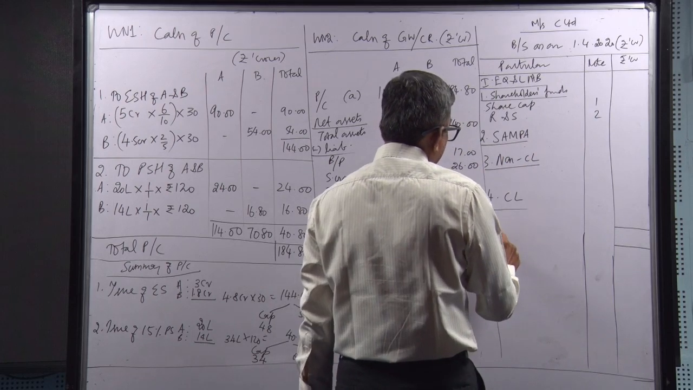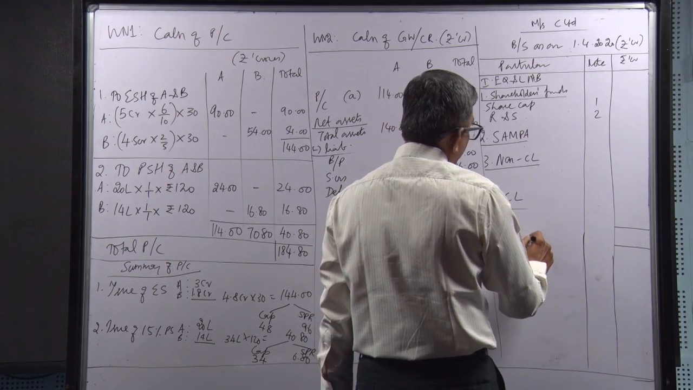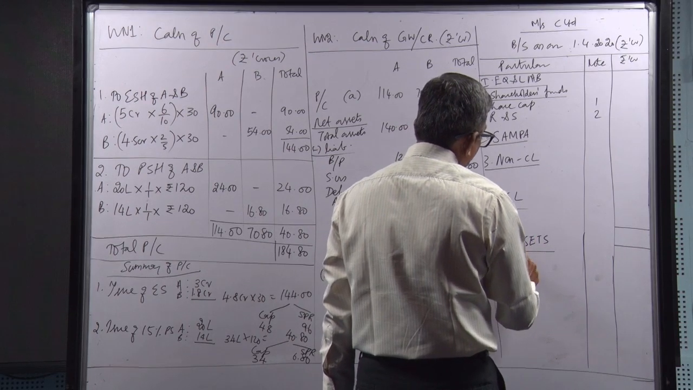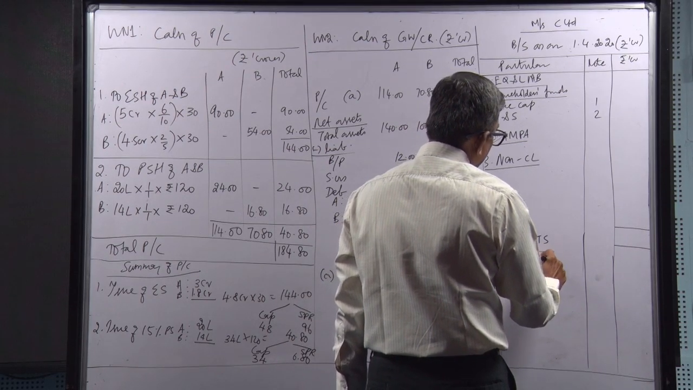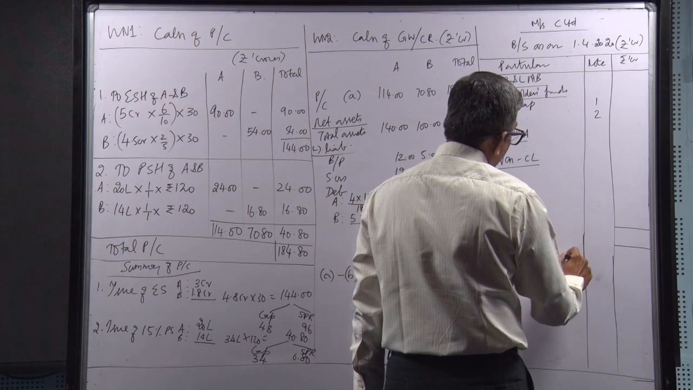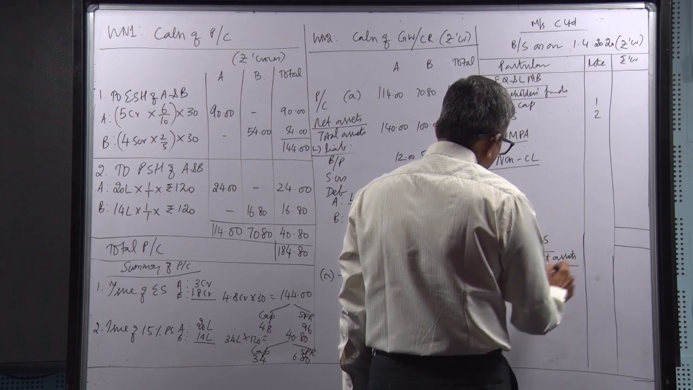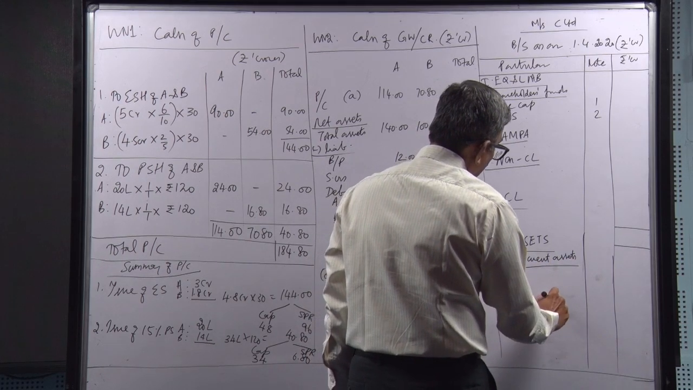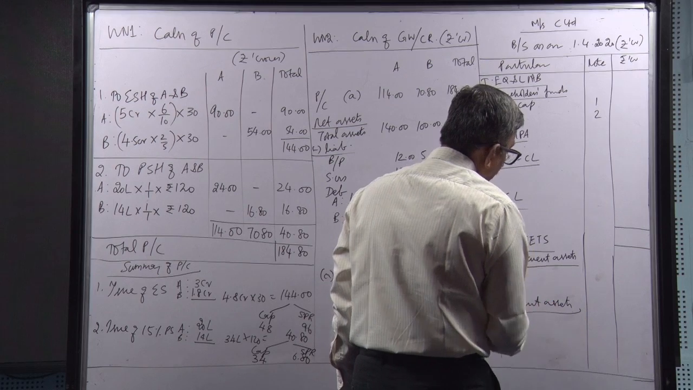Then number 2, assets. Under assets, heading number 1, non-current assets. And number 2, current assets. Total.